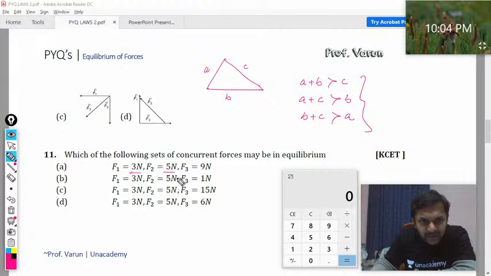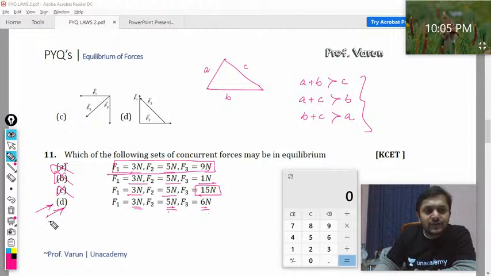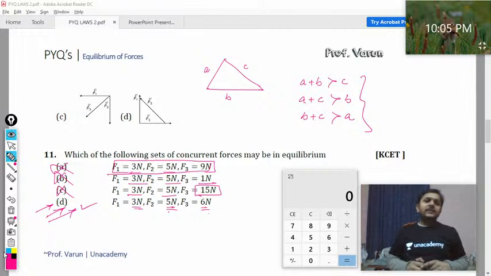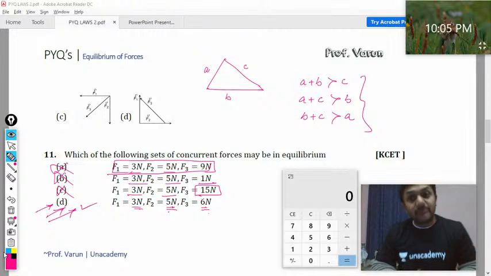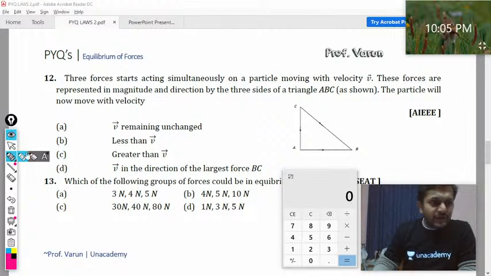So how? 3 plus 5 is 8 and the other side is 9. This is wrong. 3 plus 1 is 4. That is wrong. 3 plus 5 is 8, so that is not greater than this. Again, C is wrong. But as far as option D is concerned, 3 plus 5 is 8, which is greater than 6. 3 plus 6 is greater than 5. 5 plus 6 is greater than 3. So this will definitely make a triangle. And if proper directions are used, we would be able to achieve equilibrium with these three forces. So with this, we have completed our 11th question. Easy. Let us now move to the next question, question number 12.